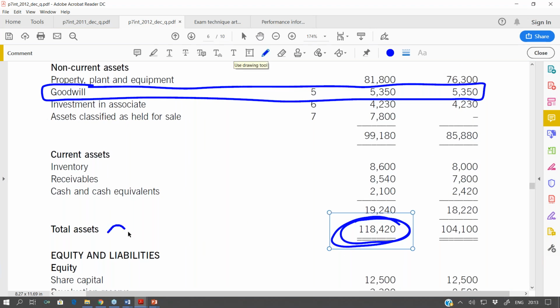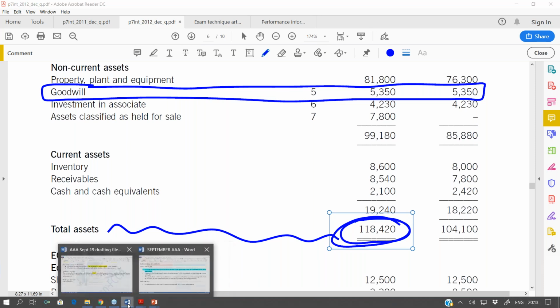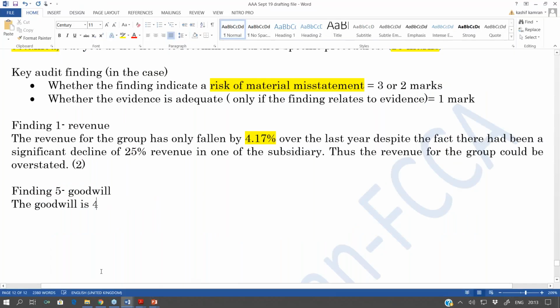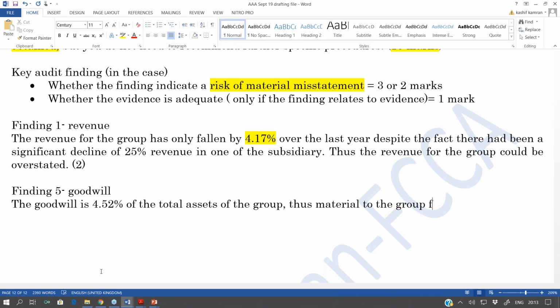So can you find the materiality of goodwill versus total assets? 5350 divided by 118420. Okay, it's 4.52%, right? Is it material? Yes, goodwill is 4.52% of the total assets of the group, thus material to the group financial statements.